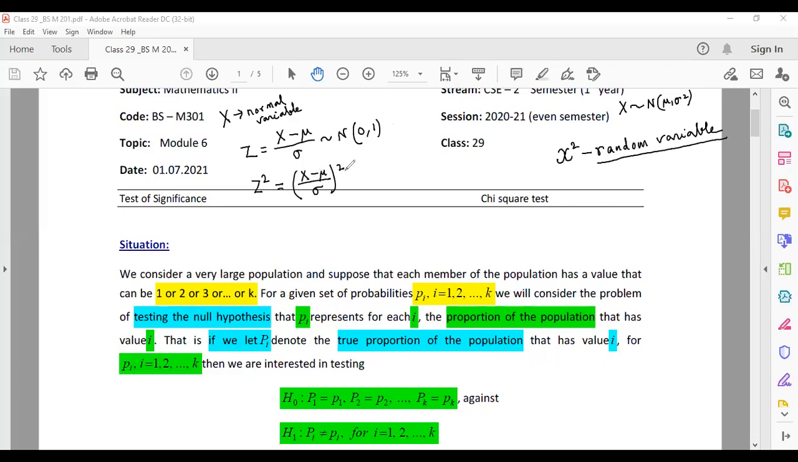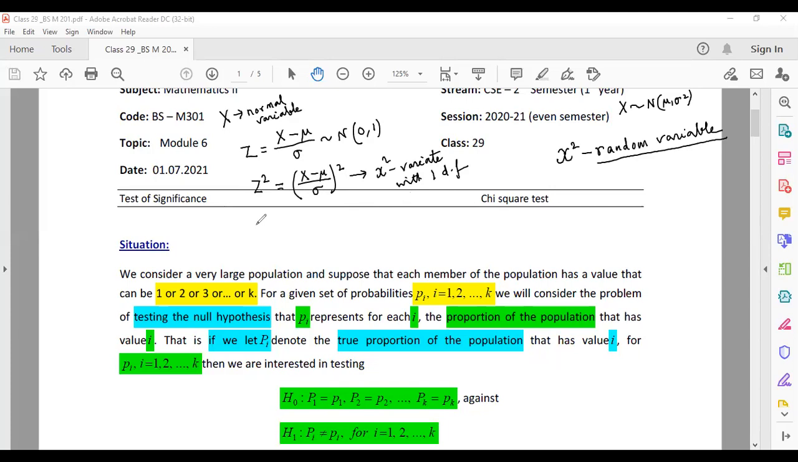Now, ((x minus mu) by sigma) whole square. If I take the square of this standard normal variable, we get this expression. This is actually your chi-square variate. This is known as a chi-square variate with 1 degree of freedom.